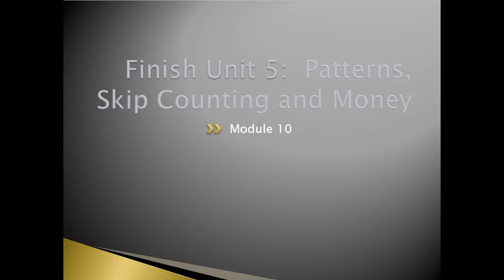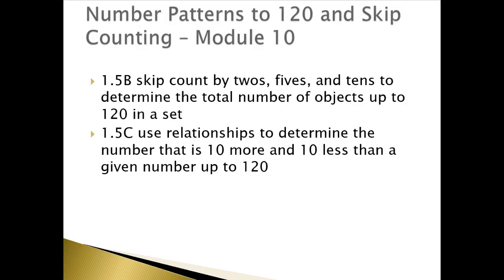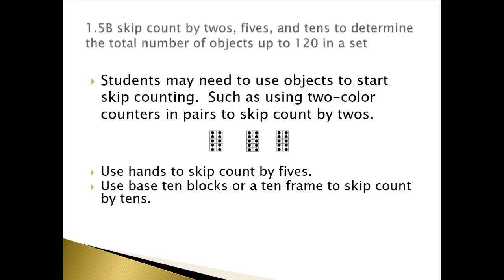So let's talk about skip counting and money. We'll be skip counting by 2s, 5s, and 10s to determine the total number of objects up to 120. And we'll also be talking about those relationships to determine if a number is 10 more or 10 less than a given number. So when we skip count by 2s, 5s, and 10s, we can use our 10 frames that could skip count by all of those.